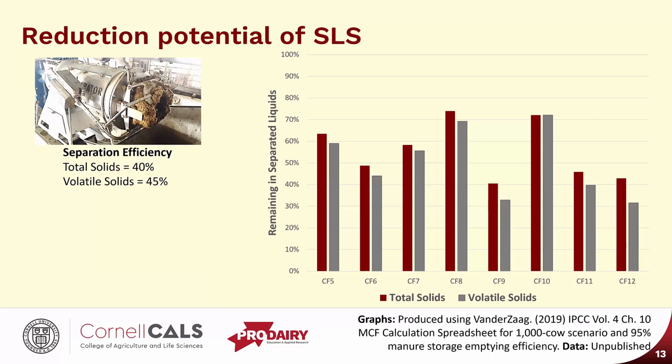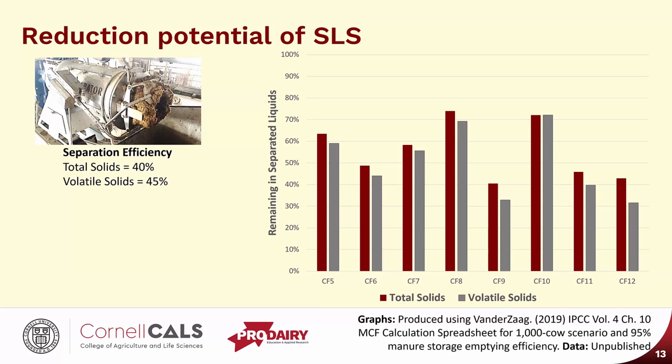So a reduction potential is separation, right? This is remaining solids in the liquid fraction after a screw press. These are the farms we're working with now, showing average data of theirs over a couple of years. We can remove anything like 40, 50%, sometimes even 60% of the solids with these presses, or sometimes a bit less.